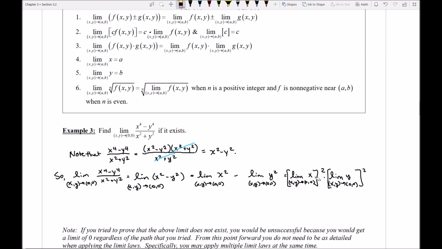Of course, now I can go ahead and make use of these properties number 4 and 5. I have just the limit for x and just a limit of y, and so this is going to turn into 0 times 0, which is a limit of 0. So here I can absolutely confirm that I get a limit of 0.